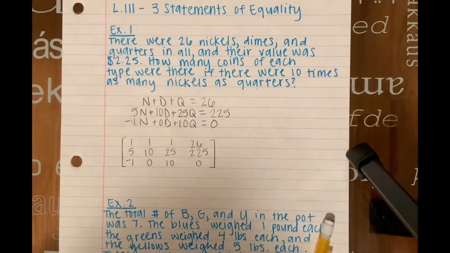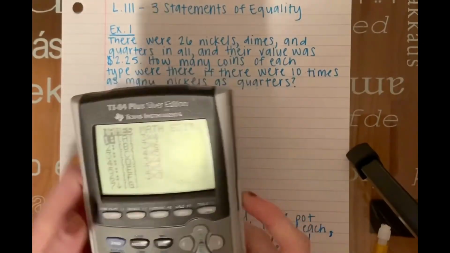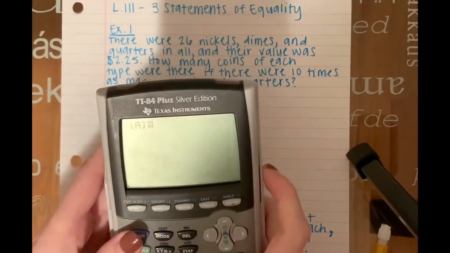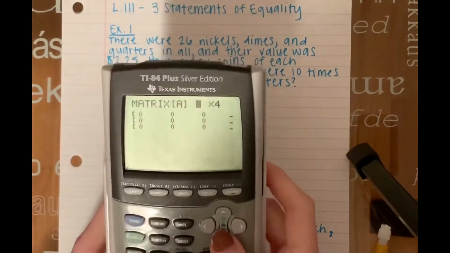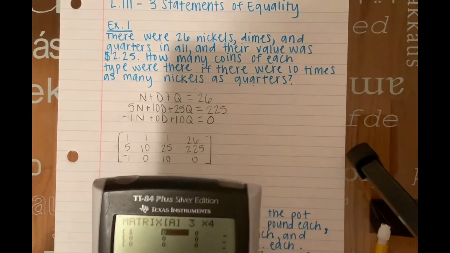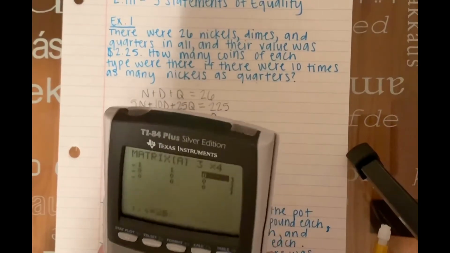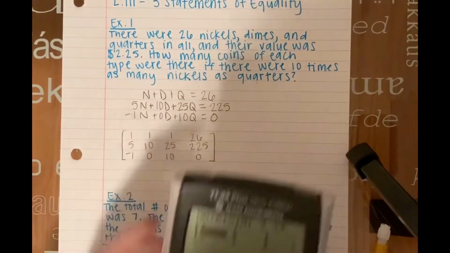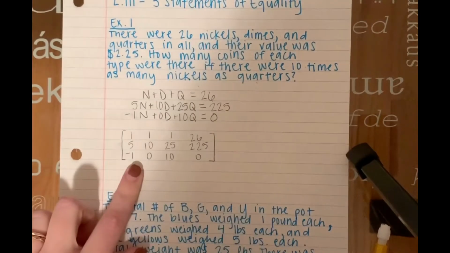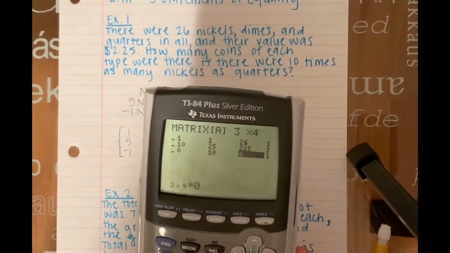Then let's do a quick refresher on how to do this on your calculator if you don't remember. Second matrix, go to edit, and then go to whichever one says 3 by 4. Enter in your matrix then. So I have 1, 5, negative 1. It actually goes to the side. So 1, 1, 1, 26. Next one is 5, 10, 25, 225. And then the next one is negative 1, 0, 10, 0.